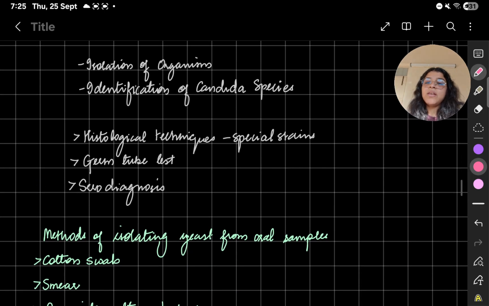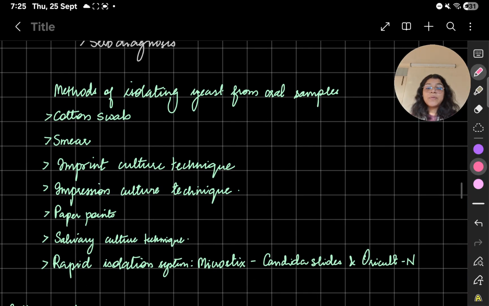Yes. Now we'll learn about each one, like methods of isolation of the organism. What are you going to use? You can use a cotton swab. You can use a smear. You can use the imprint culture technique, the impression culture technique. You take an impression and then you make a culture. You imprint and then you make a culture. Paper points you can just take and put. Salivary culture, you can take the saliva and make a culture out of it. And you have rapid isolation systems, which are Microstix-Candida, Candida slides, and Oricult. These are the kinds of things for isolation of the organism.